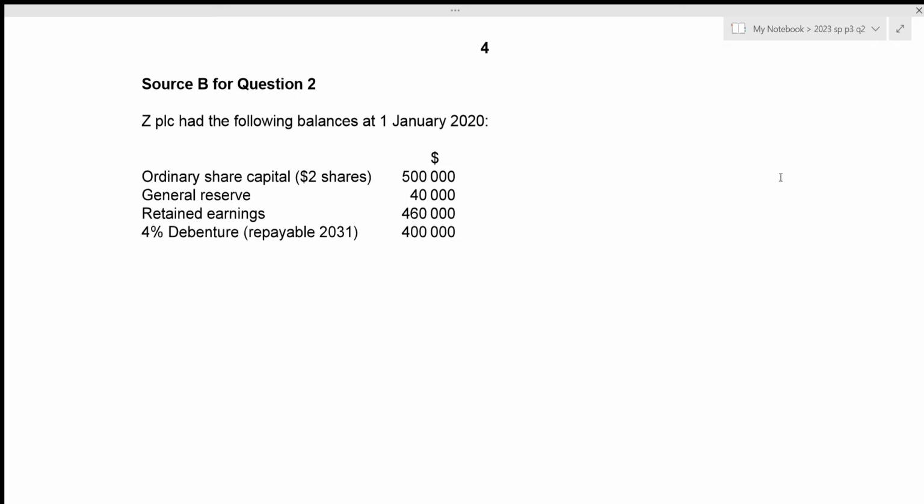Hi everyone, in this video we'll be going over A-Level Accounting 2023, Specimen Paper 3, question number 2. And paper 3 is quite different from this year onwards because previously we used to have 6 questions, each of 25 marks, and 4 of them were of financial accounting, whereas 2 of them were of cost and management accounting.